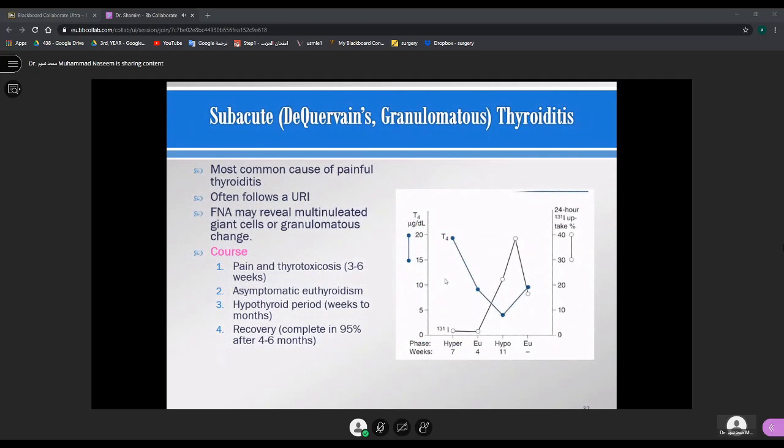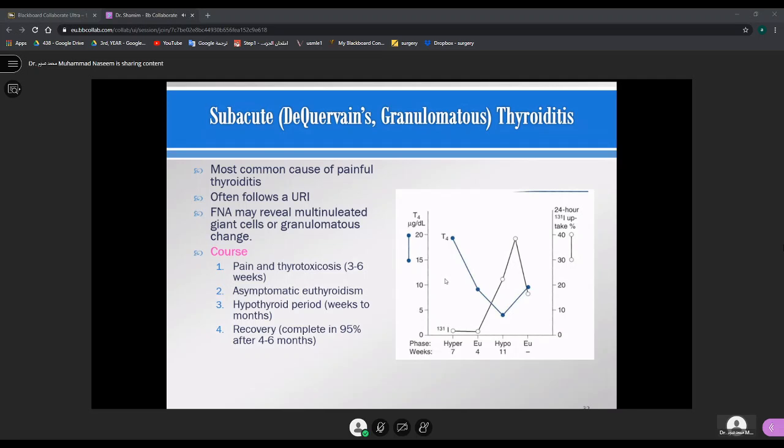This is another variety of thyroiditis, subacute or granulomatous or de Quervain thyroiditis. This is the most common cause of painful thyroiditis. It often follows an upper respiratory tract infection. On FNAC, it may show multinucleated giant cells or granulomatous change.